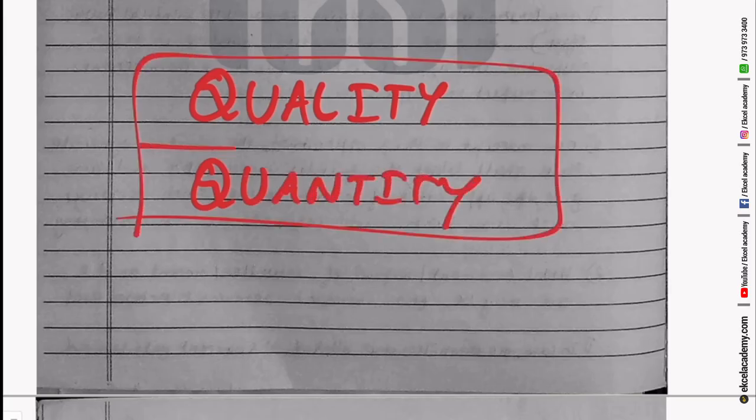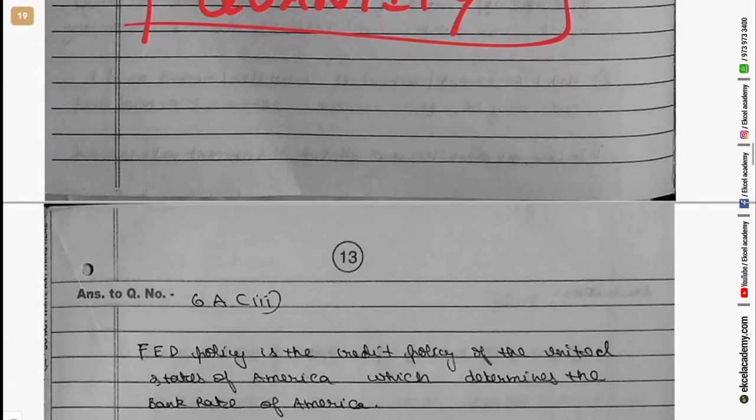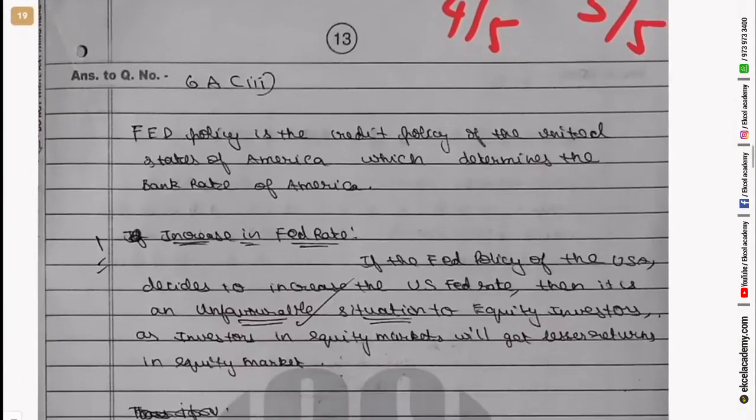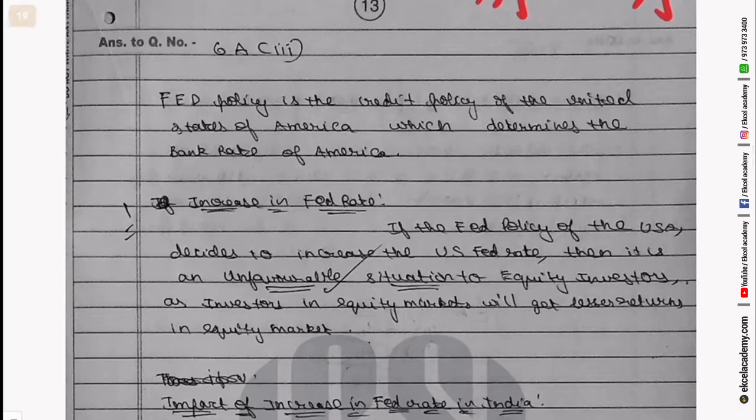Only quality sometimes is not giving you full marks. If you want 4 out of 5, if you want 5 out of 5, you need quality plus quantity, and that is what the student has given over here.